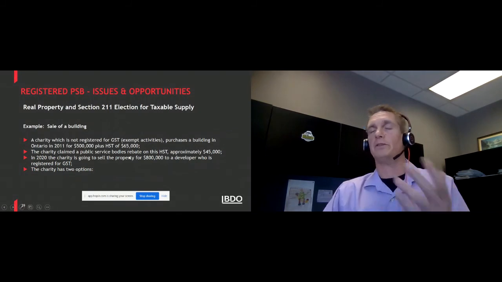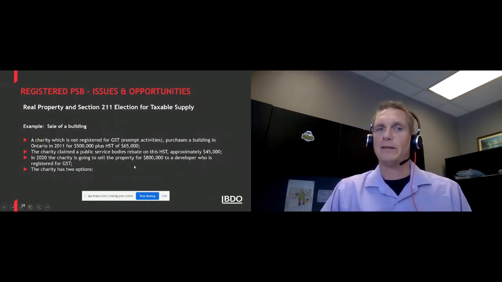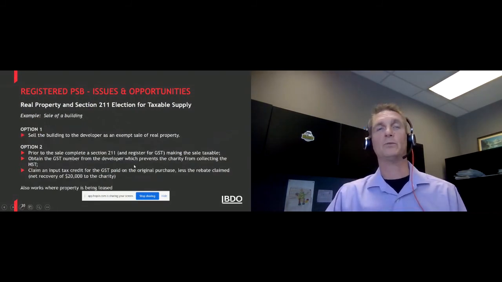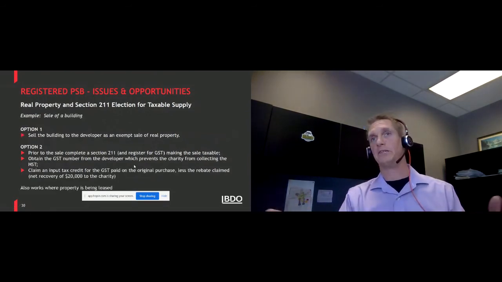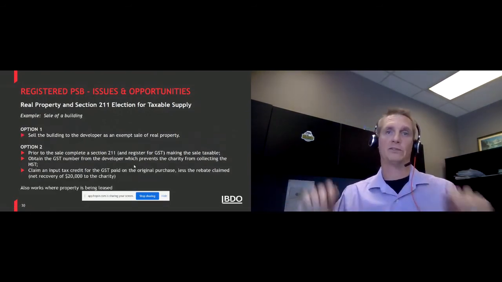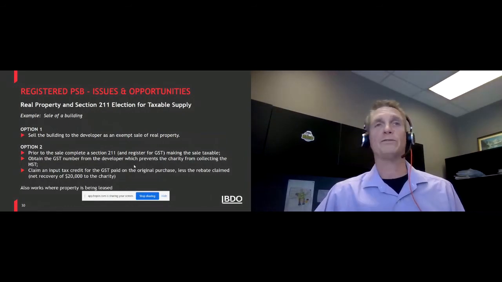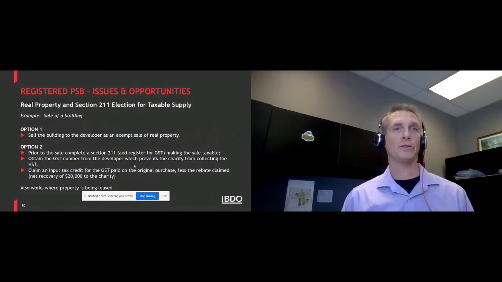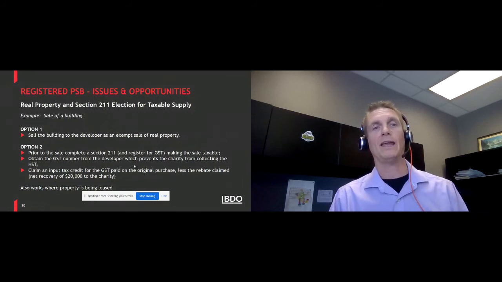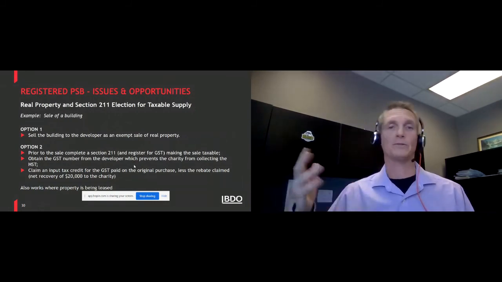The developer is going to be indifferent as to whether or not they pay tax. So the charity can do one of two things. We can not do anything, sell it on an exempt basis, and just carry on with our lives. Or we can file this Section 211 election before the sale to make the sale taxable. And what that does, again, the developer gets back the tax that they'll pay, so they don't care.